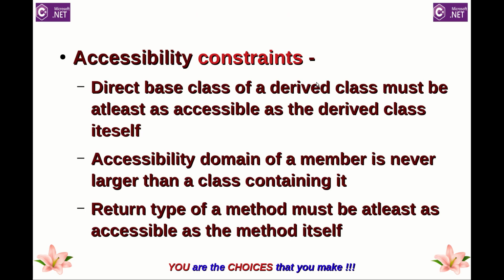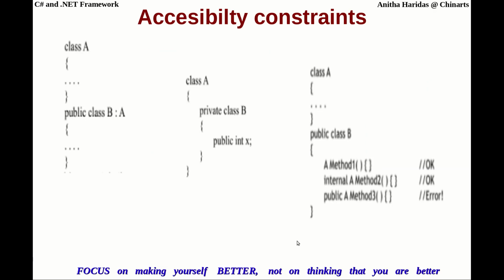And the third constraint says that the return type of a method must be at least as accessible as the method itself. So if you declare it, the class here is declared as internal. So whatever objects of this particular class are returned by the method should be internal or lesser than internal, and cannot be larger than internal. So these are some of the examples that we can quote for the accessibility constraints.